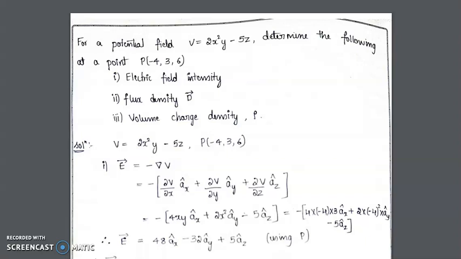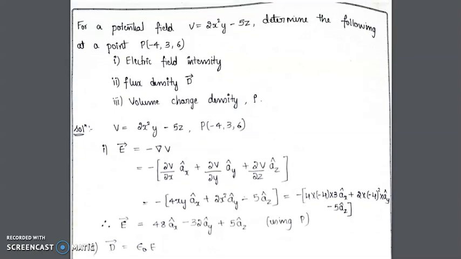The given problem is, for a potential field V is equal to 2x square y minus 5z, determine the following at a point P of minus 4, 3, 6. First we have to find the electric field intensity, second the electric flux density, and the volume charge density rho V. So given potential is V is equal to 2x square y minus 5z.